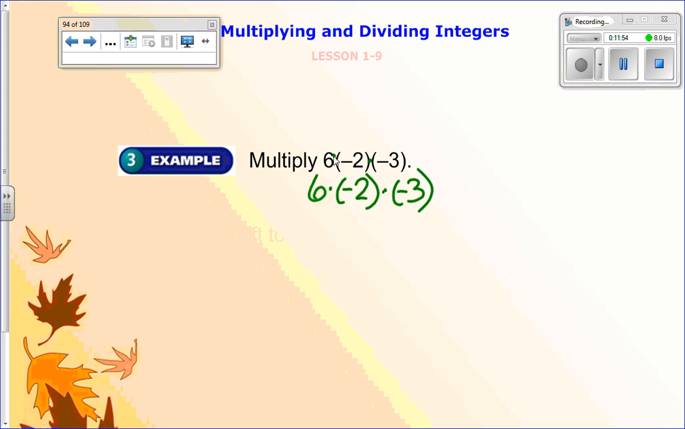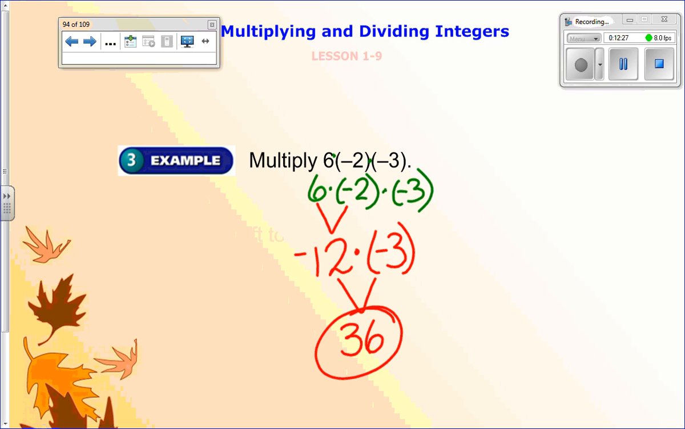So we're going to go ahead and do this. 6 times negative 2. Well, 1's positive, 1 is negative. Going back to that rule, you will have a negative answer. So 6 times 2 is 12, but 6 times negative 2 is negative 12. All right, and then I'm going to rewrite the rest of it. So I copy down that times negative 3. And from here, I have negative 12 times negative 3. Taking a look, they have the same signs. If they have the same sign, you have a positive answer. 12 times 3 is 36. We have a positive 36.